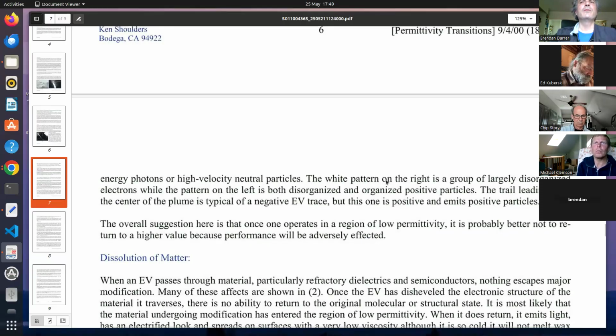The white pattern on the right is a group of largely disorganized electrons, while the pattern on the left is both disorganized and organized positive particles. The trail leading from the center of the plume is typical of a negative EV trace, but this one is positive and emits positive particles.